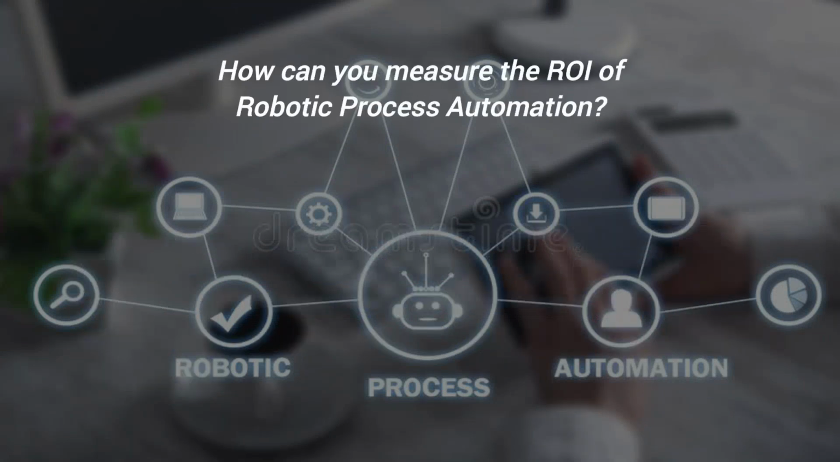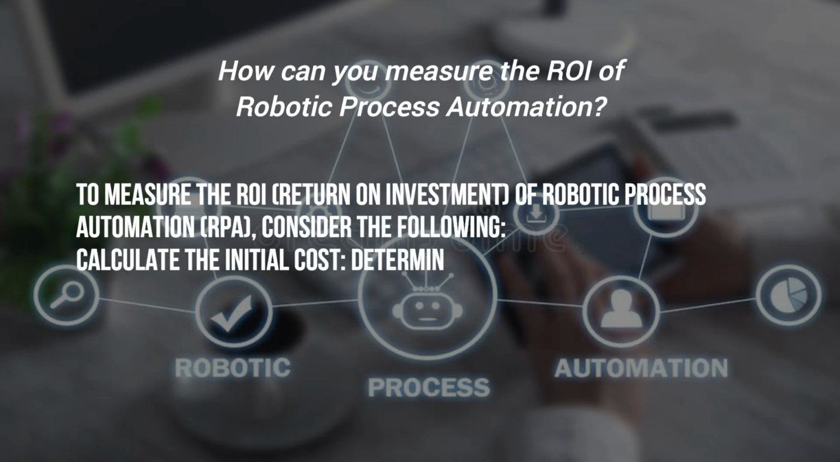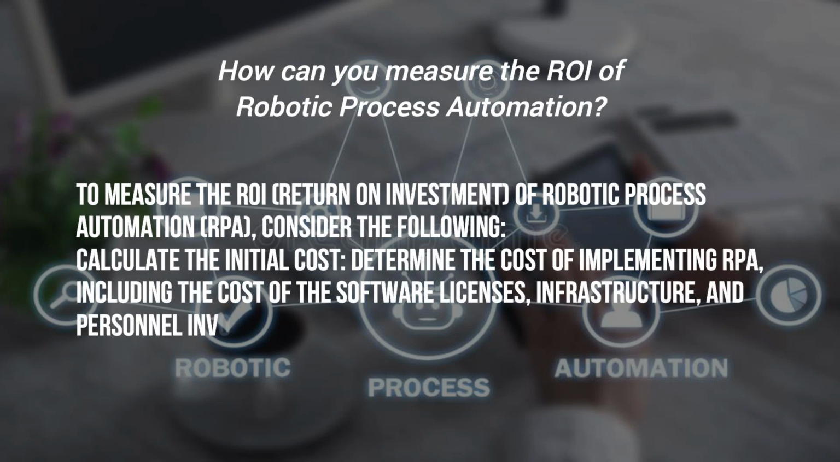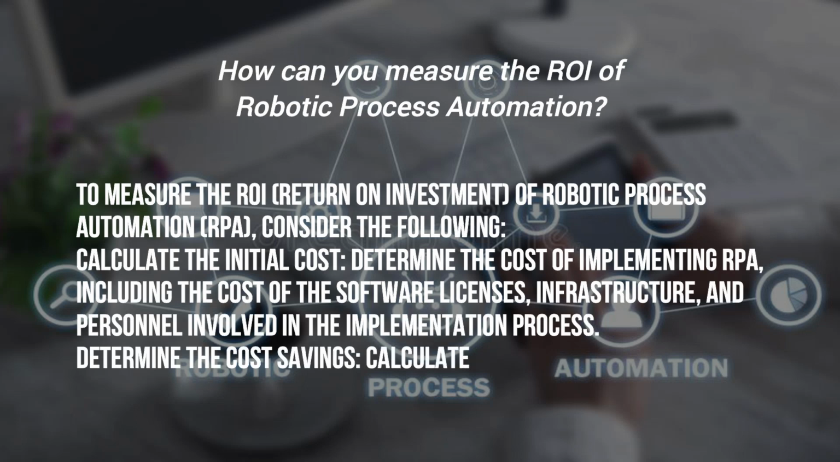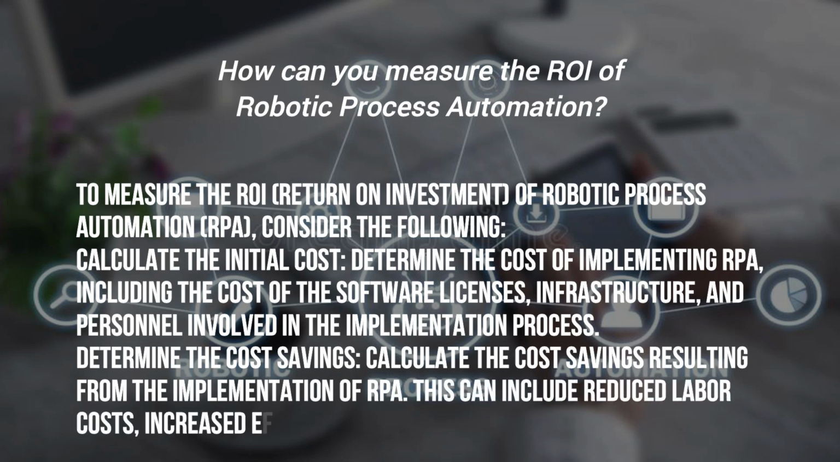How can you measure the ROI of robotic process automation? To measure the ROI, return on investment, of robotic process automation, RPA, consider the following. Calculate the initial cost. Determine the cost of implementing RPA, including the cost of the software licenses, infrastructure, and personnel involved in the implementation process. Determine the cost savings. Calculate the cost savings resulting from the implementation of RPA. This can include reduced labor costs, increased efficiency, and reduced error rates.